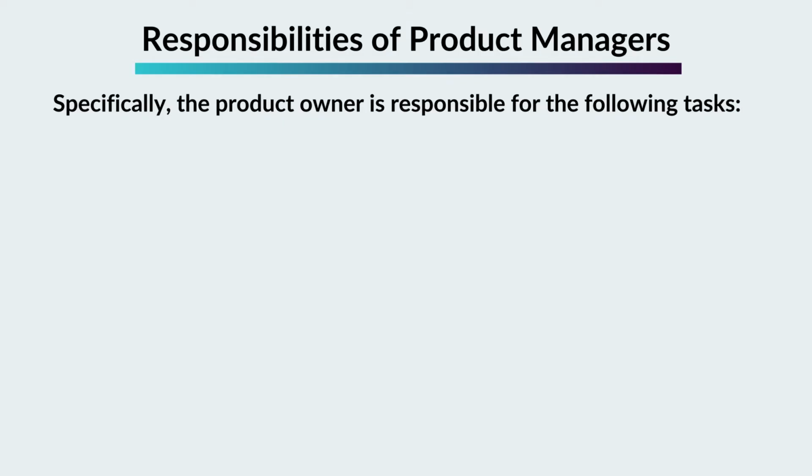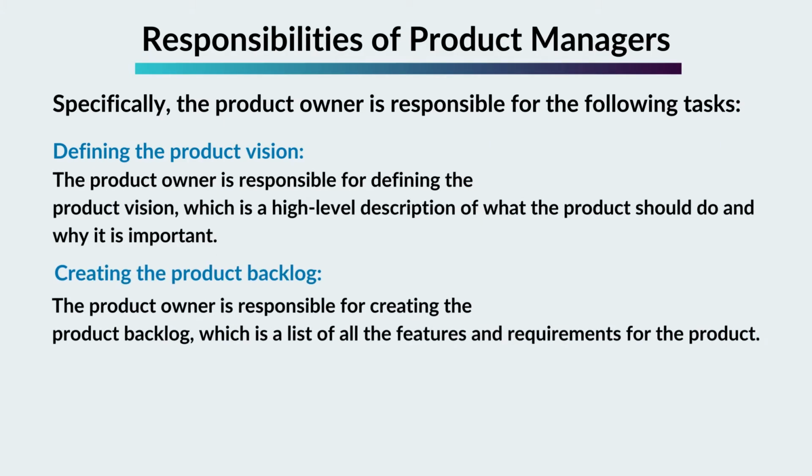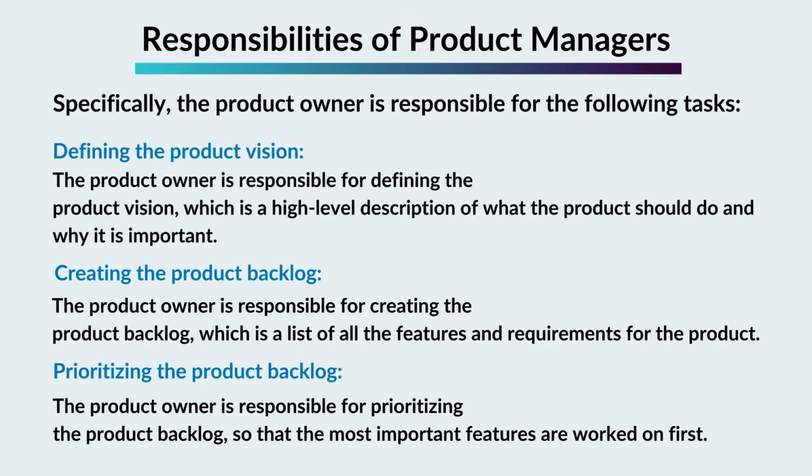Defining the product vision. The product owner is responsible for defining the product vision, which is a high-level description of what the product should do and why it is important. Creating the product backlog. The product owner is responsible for creating the product backlog, which is a list of all the features and requirements for the product. Prioritizing the product backlog, so that the most important features are worked on first.